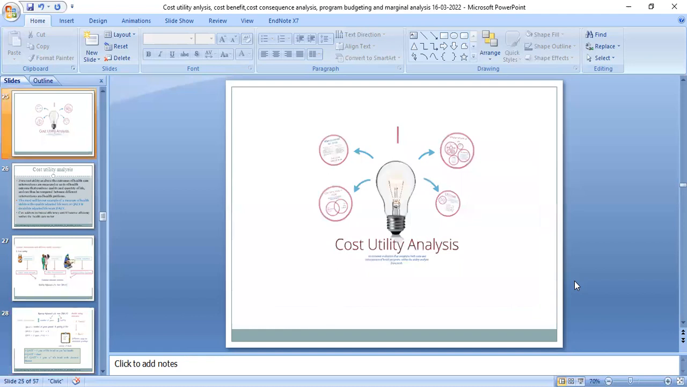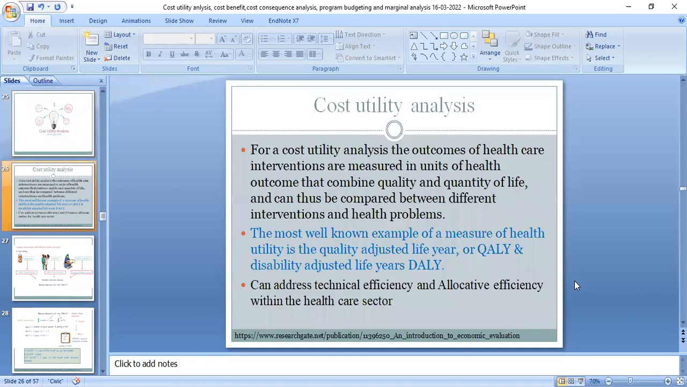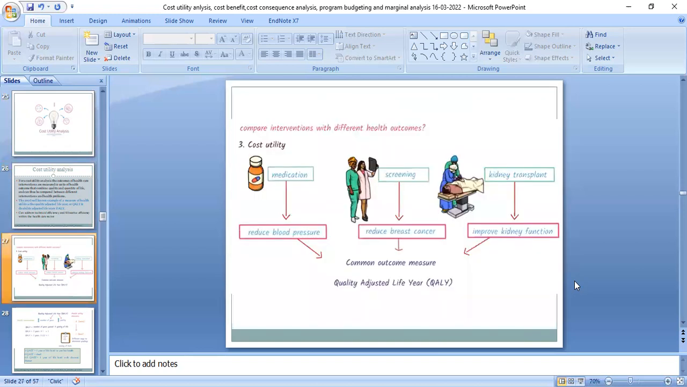Now cost utility analysis. For a cost utility analysis, the outcomes of healthcare interventions are measured in units of health outcome that combine quality and quantity of life and can thus be compared between different interventions and health problems. The most well-known examples of measures of health utility are the quality adjusted life year, or QALY, and the disability adjusted life year, that is called DALY. It can address the technical efficiency and allocative efficiency within the healthcare sector.